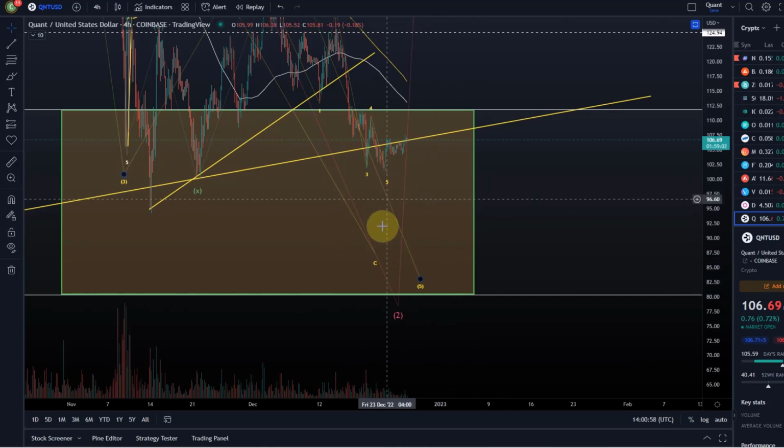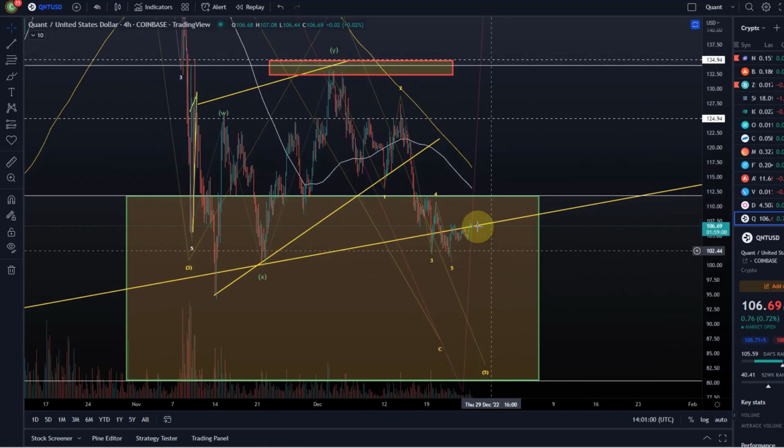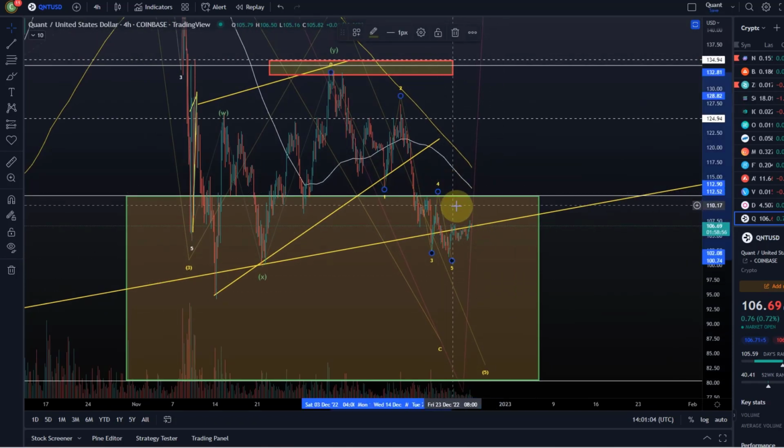So anywhere in this region, it now needs to turn around. The first confirmation that we are turning around would be a break above the previous small wave 4 high here, or let's use this high, which would be above the 112 US dollar level. That would be the very first indication that we're turning around. But ultimately what we need to see is a 5-wave move to the upside and a 3-wave move down.